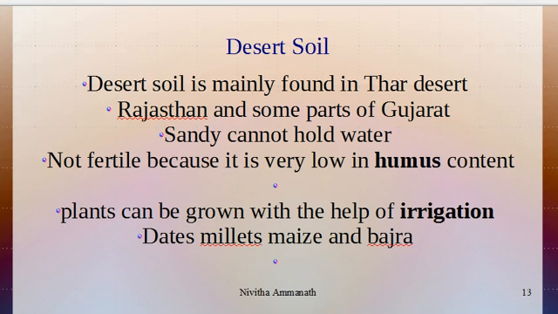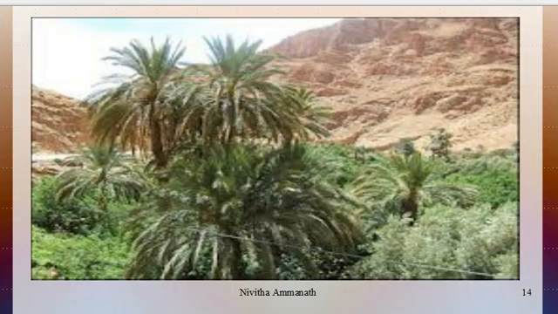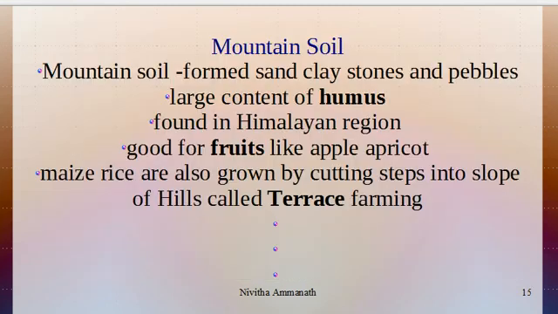Dates, millets, maize, bajra, etc. grow in desert soil. This is how a desert soil looks, rocky and sandy.